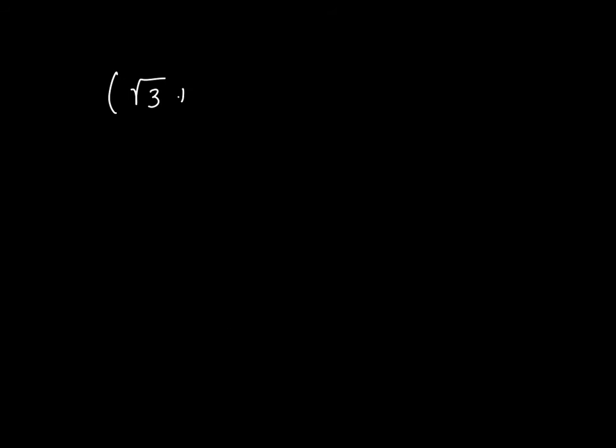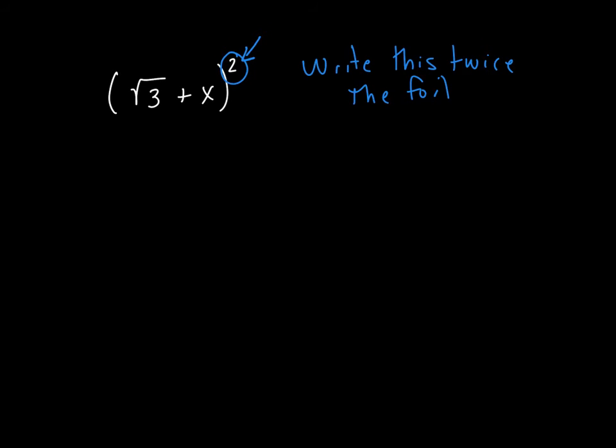And that would be plus x quantity squared. It's really, really important that you focus on that quantity squared piece, because what that squared means when it's outside the radical like this, you must write this twice, then FOIL. So I have to write that as the square root of 3 plus x and the square root of 3 plus x. Now, remember the rules when you're multiplying.